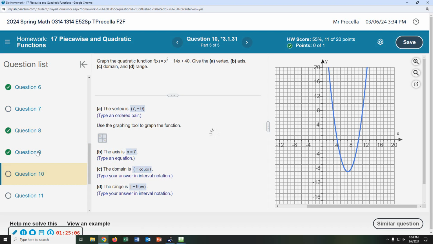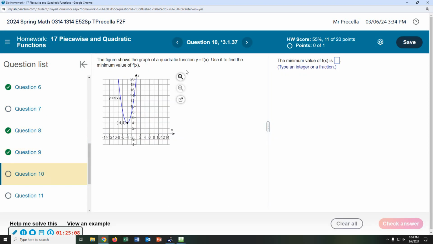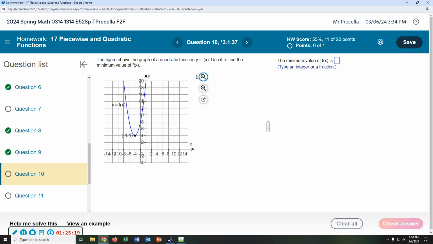We've done number 9. Here's number 10. The figure shows the graph of a quadratic function. Use it to find the minimum value of f of x. F of x is the same as what letter?